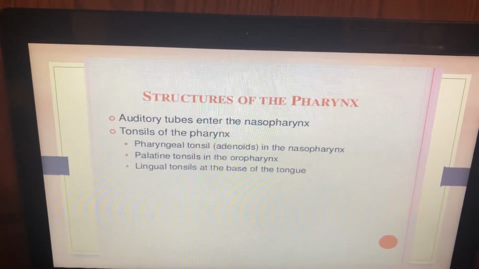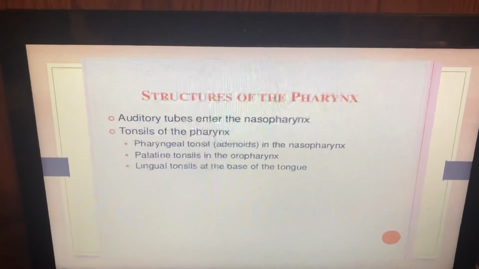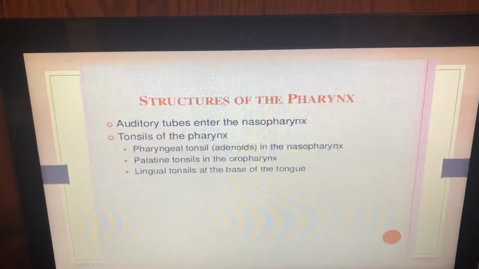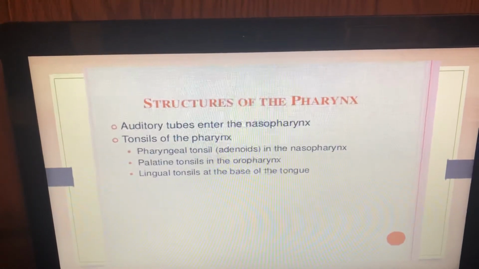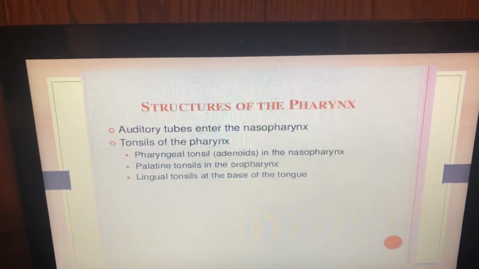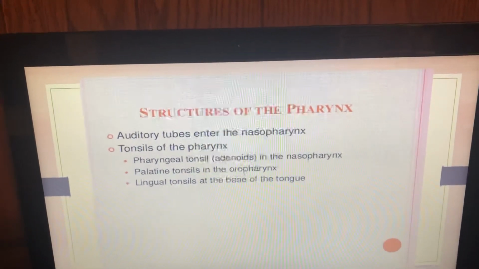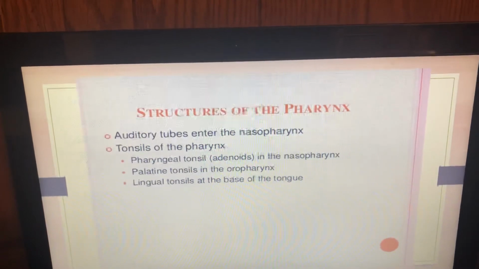Structures of the pharynx. Auditory tubes enter the nasopharynx. Tonsils of the pharynx. Pharyngeal tonsil, adenoids, in the nasopharynx. Palatine tonsils in the oropharynx. Lingual tonsils at the base of the tongue.